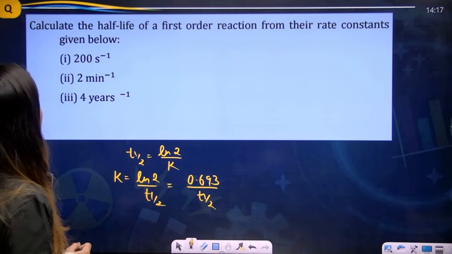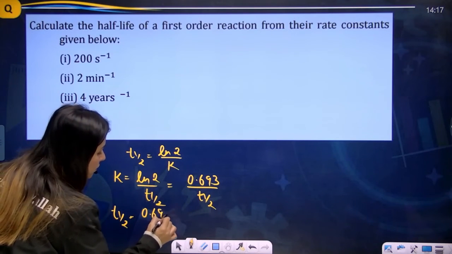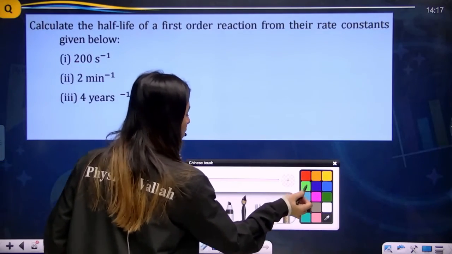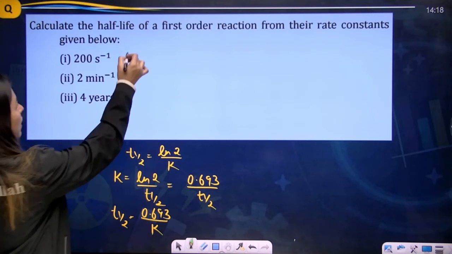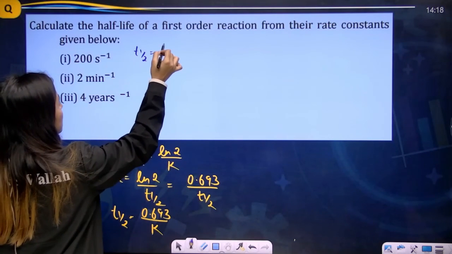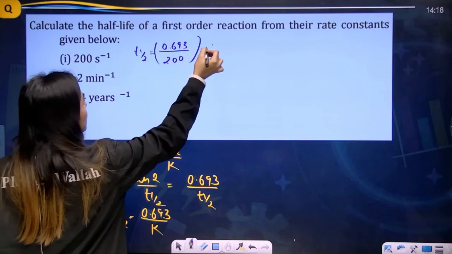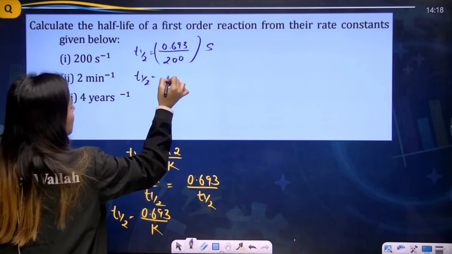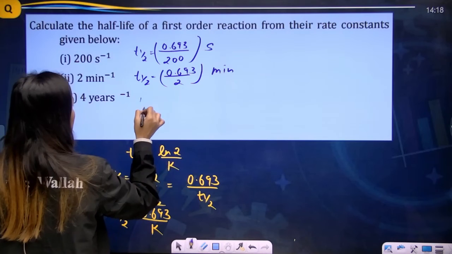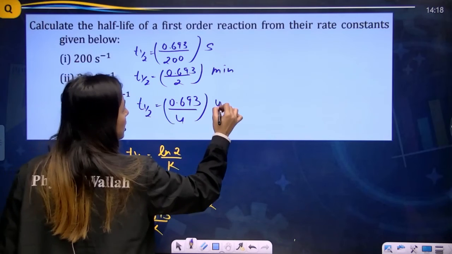You have to calculate the half-life. So T half will be equal to 0.693 upon K. Now let's calculate. You only have to put the values here. T half for the first would be 0.693 upon 200, and the answer would come out to be in seconds. Here T half would be 0.693 upon 2 minutes, and the answer would come out to be in minutes. And here T half would be 0.693 upon 4, and the answer would come out to be in years.